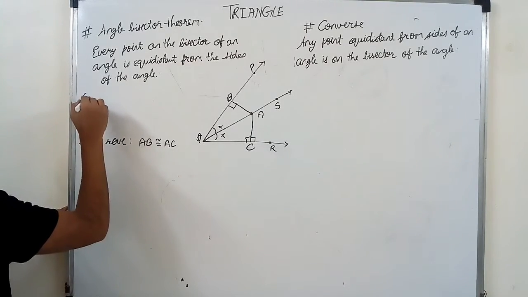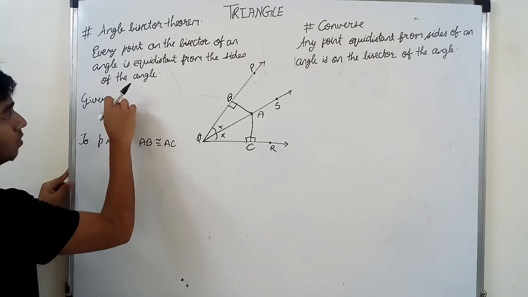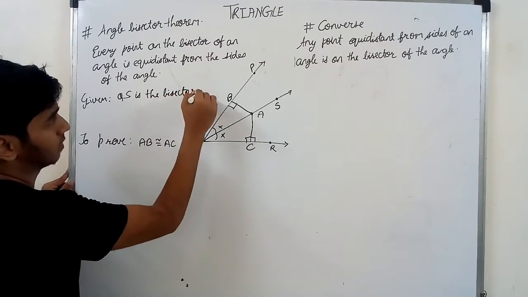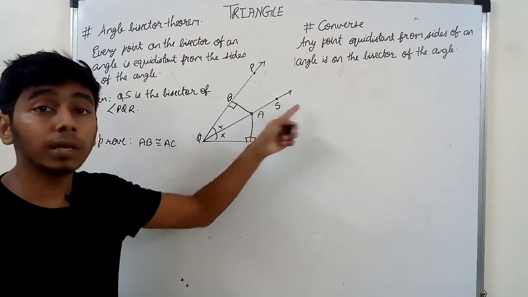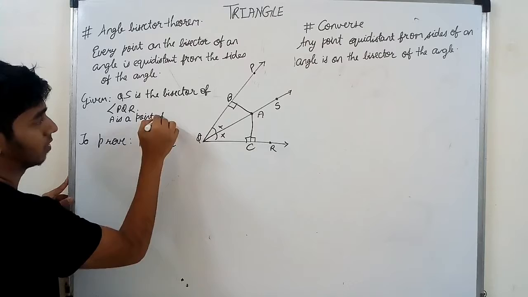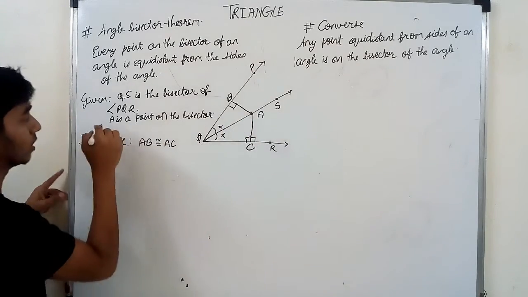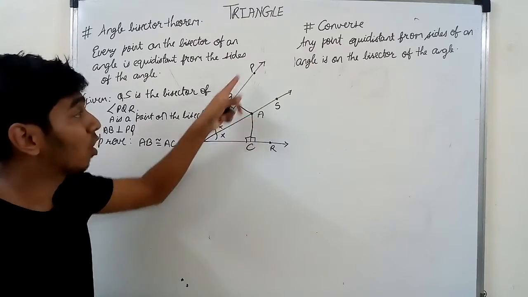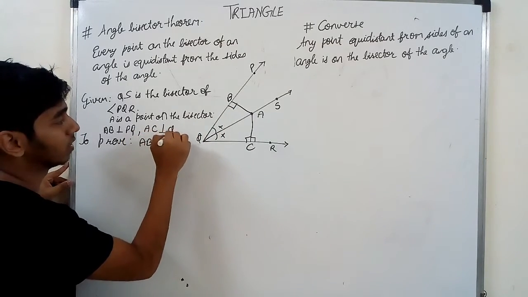Therefore, let's start. What is given here first of all? Let's write. QS is the bisector of angle PQR. Correct? And A is any point on the bisector. A is a point on the bisector. And also AB is perpendicular to PQ. Yes or no? Because if we want to find the distance AB, we always take the perpendicular distance towards this. So AB is perpendicular to PQ and AC is perpendicular to QR.